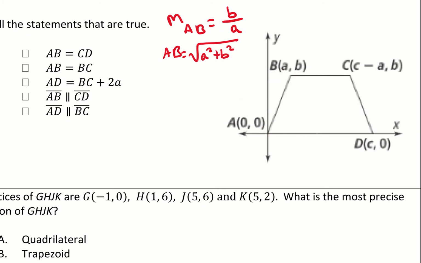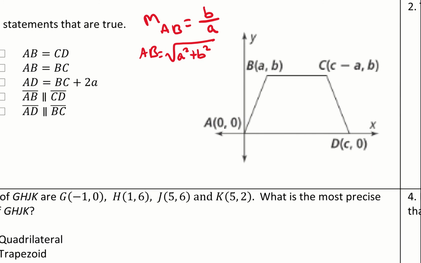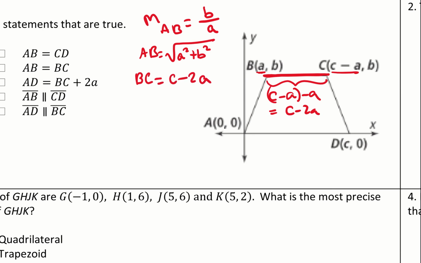Now let's do the slope of BC and the distance. The distance is pretty easy. The distance is just the difference between the x coordinates. So we got to subtract c minus a and a. So c minus a, which is c minus 2a. So that's the distance. The length of that line segment is c minus 2a. So now we know that BC is c minus 2a.